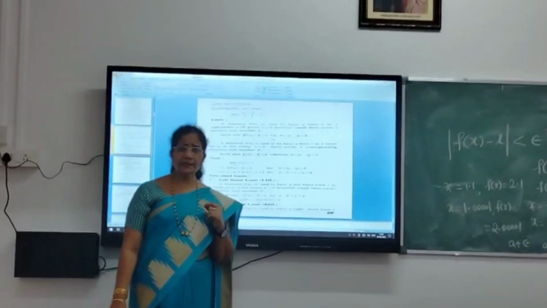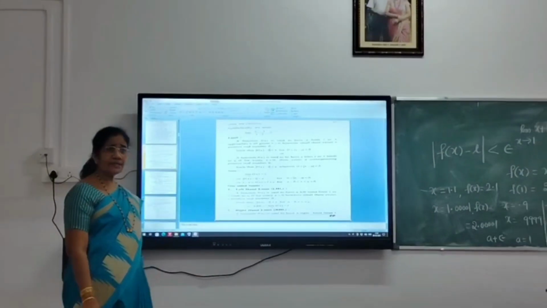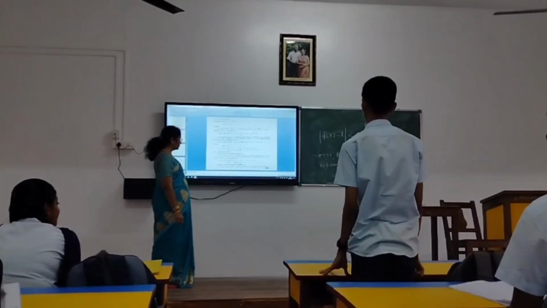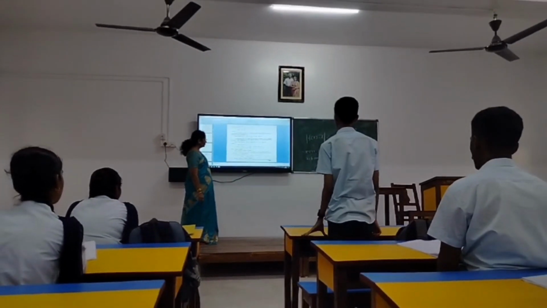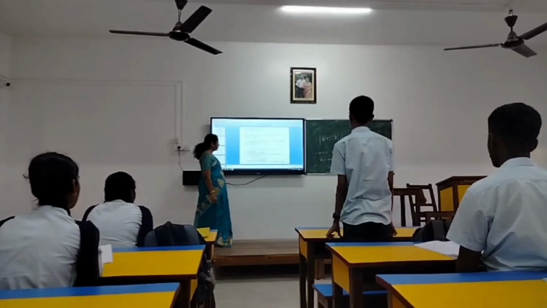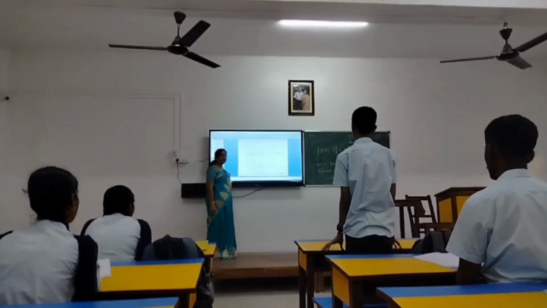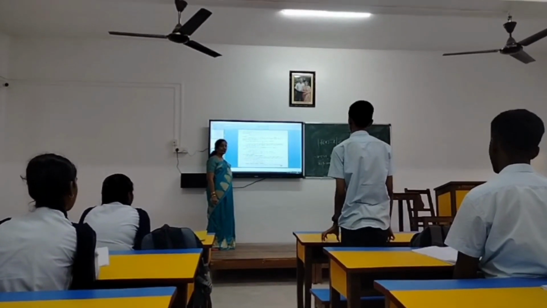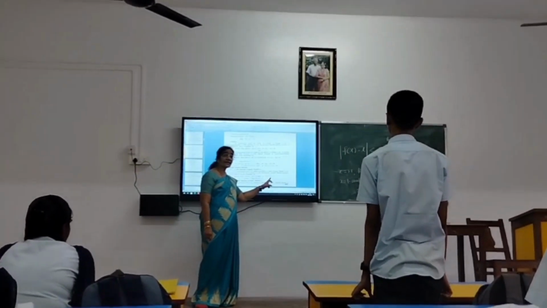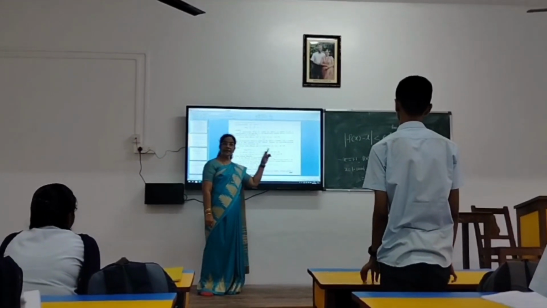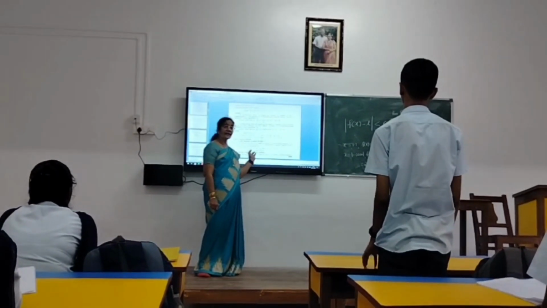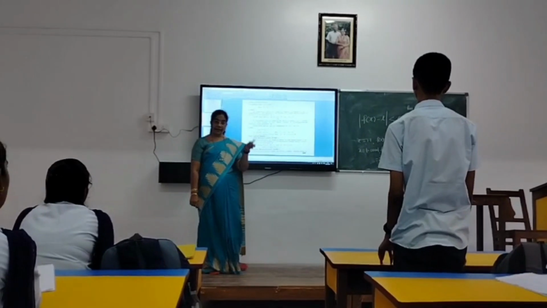Can you define the right hand limit? Yes, define. Karthik, what's the definition of right hand limit? A function f of x is said to have a right hand limit as x tends to a if for any epsilon greater than 0, however small, there exists a positive real number delta such that mod of f of x minus L is less than epsilon for a less than x less than a plus delta. In the left hand limit, a minus delta less than x less than a. Correct? In the right hand limit, a less than x less than a plus delta.